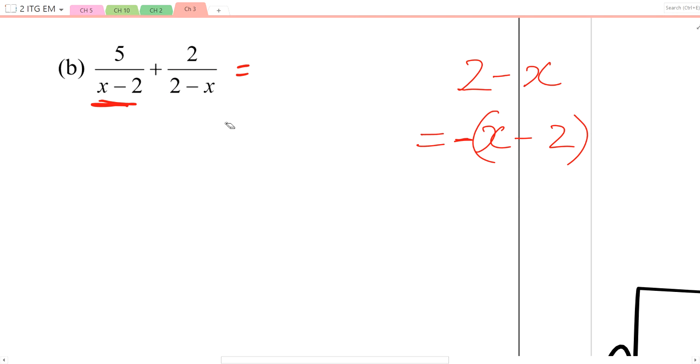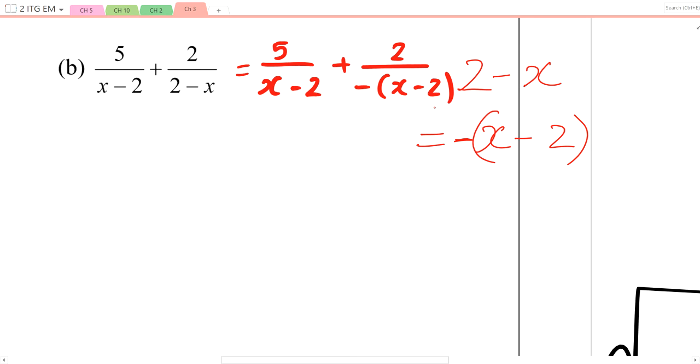So, let me rewrite it. I will have 5 over x minus 2 plus 2 over negative x minus 2. Okay, what do I do next? Now that I have this, the denominators are not exactly the same. So what can I do? I still want the denominator to be the same. How?